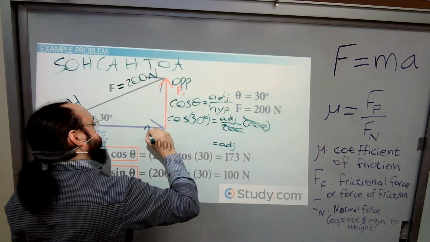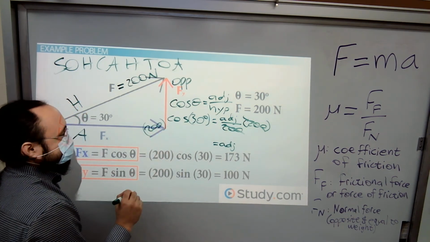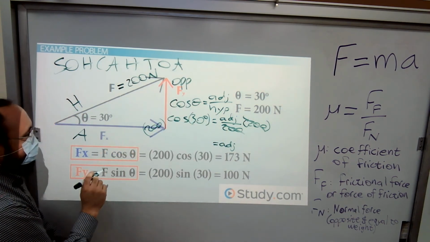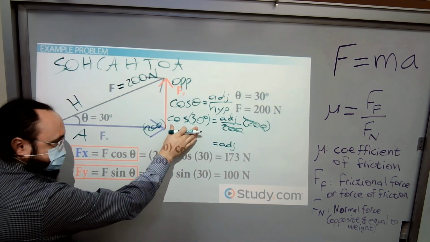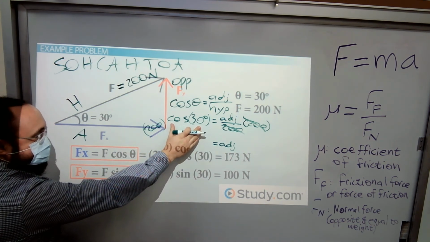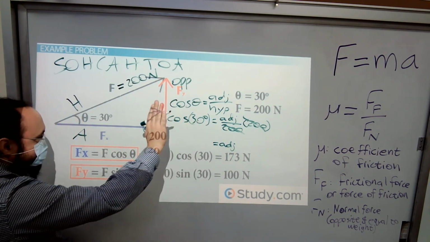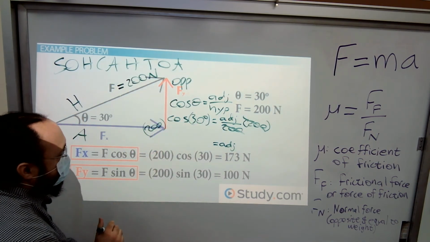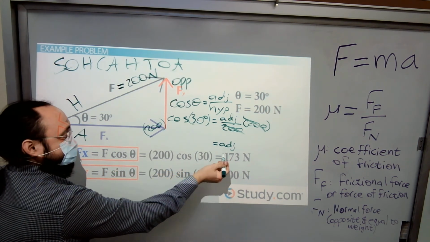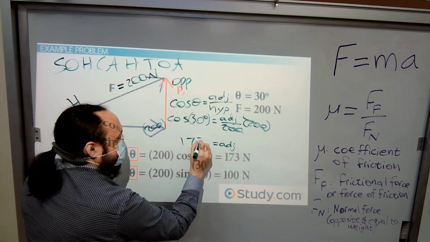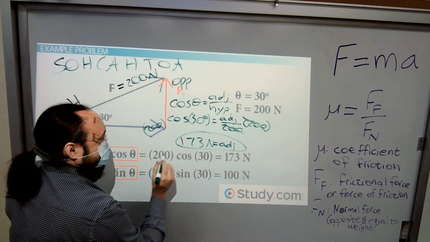And I'll do the same thing over here. Since I multiplied on that side, I got to multiply on this side. Remember, this whole thing stays together. So you're multiplying 200 times cosine of 30, not just 30, not just cosine, the whole thing. And if we plug that into the calculator, it'll give us 173 newtons. And there you go.